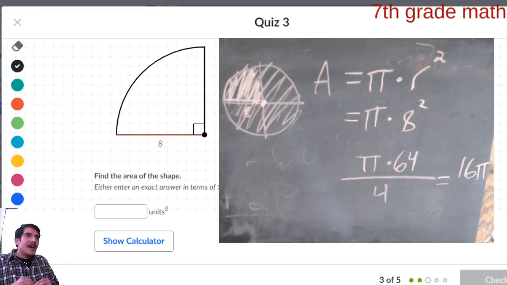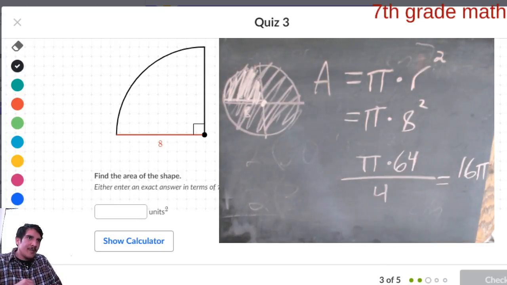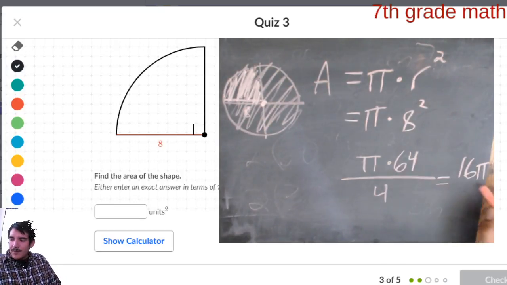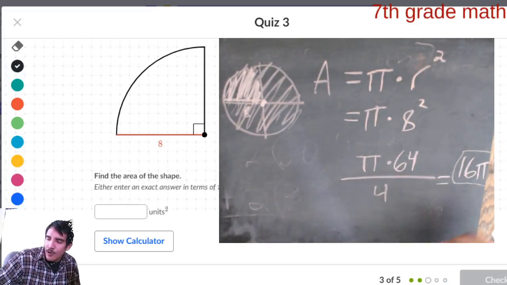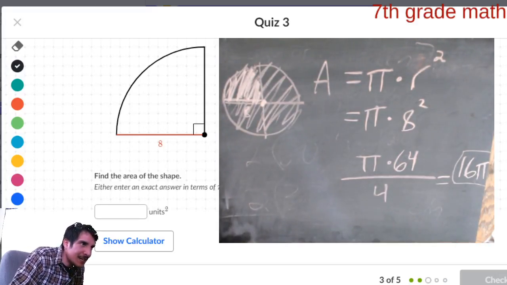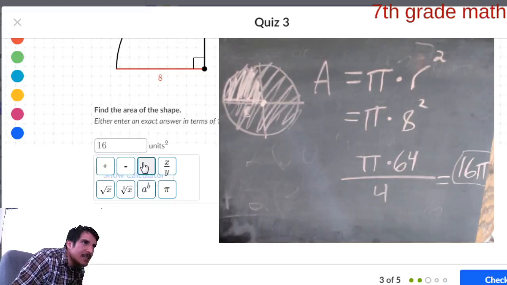Now, you could do 64 times pi and get the decimal and then divide it by 4, but this is easier. I didn't even have to use a calculator. Just 16 pi. Now, if you like decimals, do 16 times 3.14, but I personally like just using the symbol pi. So let's try that. 16 times pi.